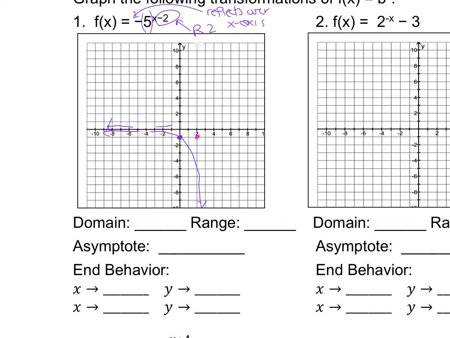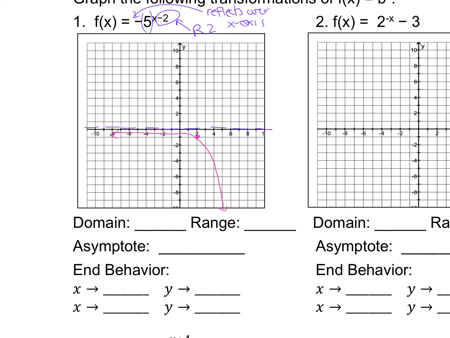Let's also draw in our asymptote. Where is our asymptote right now? At 0. What's going to move the asymptote? The left or the up and down stuff, right? Because it's a horizontal line. Now the rest of that filling in should be relatively easy, right?